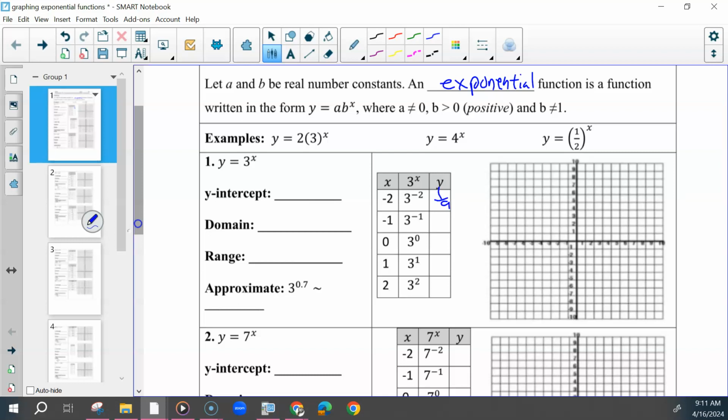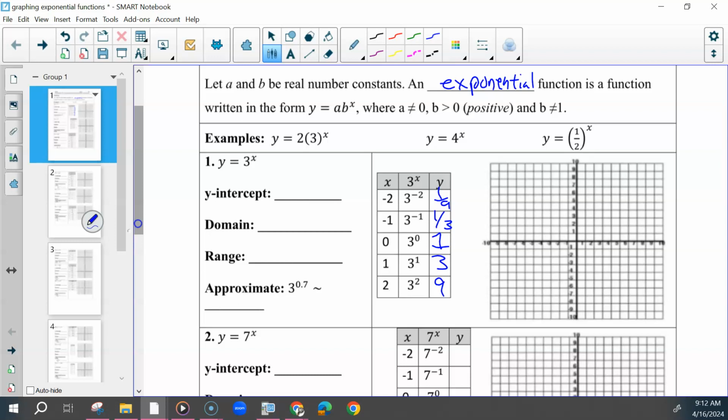What would 3 to the negative 1 be? 1/3. Anything to the 0 power is what? 1. 3 to the first would be what? 3. And 3 squared is 9.